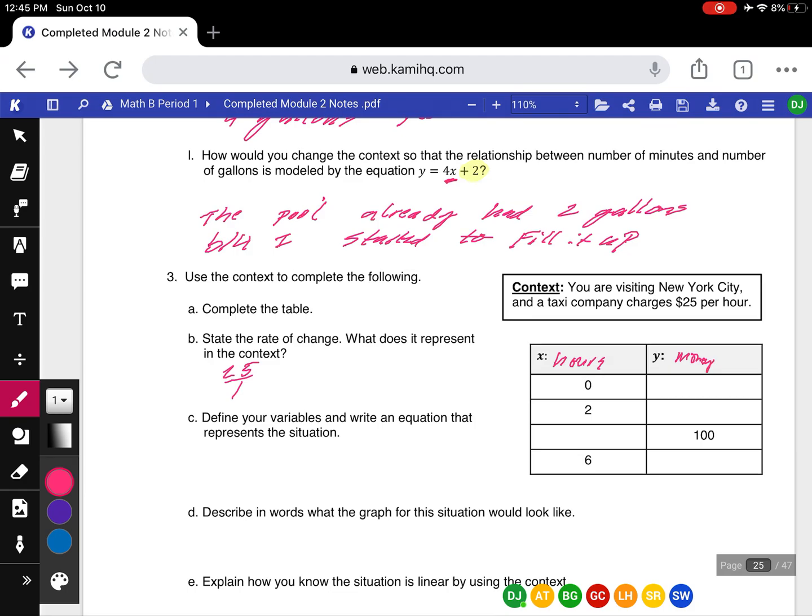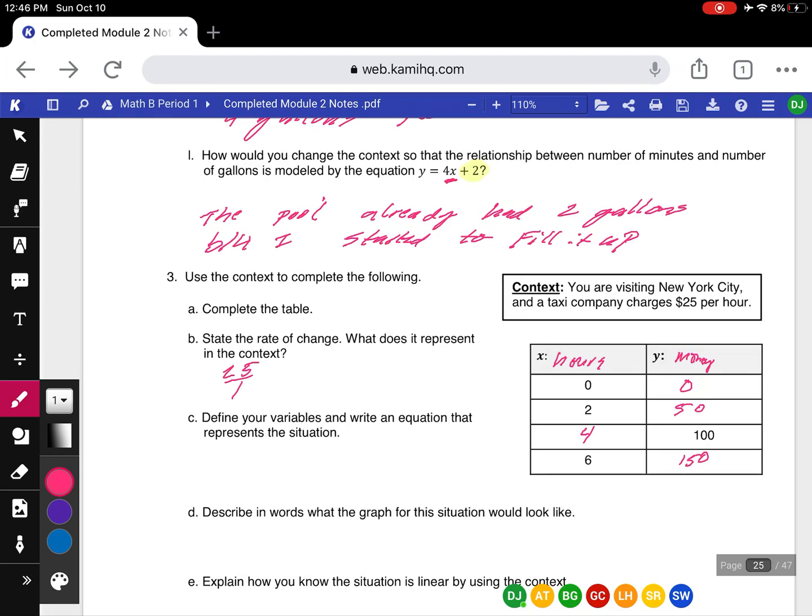So at 0 hours, it's going to cost me $0. I haven't gotten the taxi yet. But it's going to be $25 for 1 hour. So 2 hours is going to cost me $50. Now let's say, guys, this one's a little different. I'm going to spend $100. How many hours is that? Well, if I'm $25 per hour, it'd be 25 for 1, 50 for 2, 75 for 3, and for 4 hours, it would cost $100. So then if I go up by two more hours, it's going to cost me $50 more. So therefore, 6 hours would cost $150.